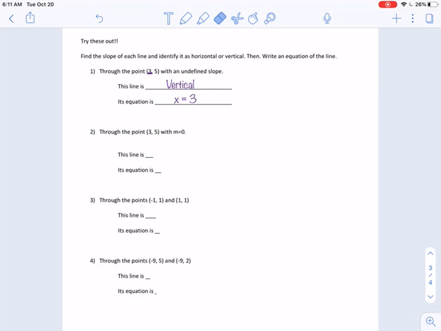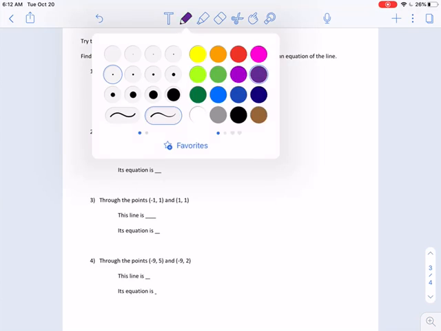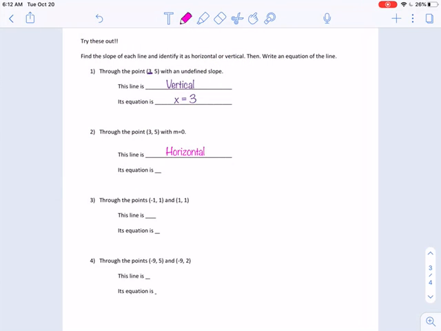For number 2, m equals 0. 0 slope would be describing a horizontal line. Horizontal line side to side, only having a y in the equation. And if you look at the y point, 5. So our equation would be y equals 5.